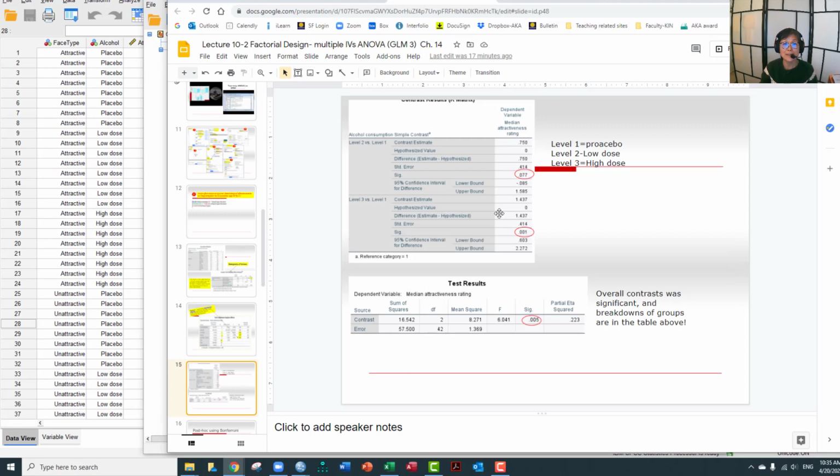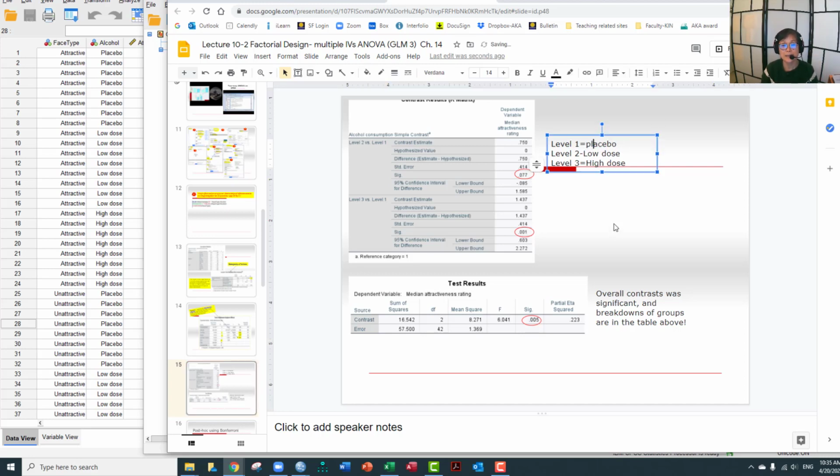Here we go. Then this is a contrast output, and as you can see, contrast says level 1, level 2, level 3. It's the numbers 1 to 3 that we put in the data sheet. Using the placebo versus low dose and high dose, when they looked at level 1 and level 2, not significantly different, which means in terms of rating face attractiveness, level 1 placebo and the low dose are not different, but there is a difference between 3 and 1, which means if you're drinking a high dose versus not drinking at all, your attractiveness rating is different.